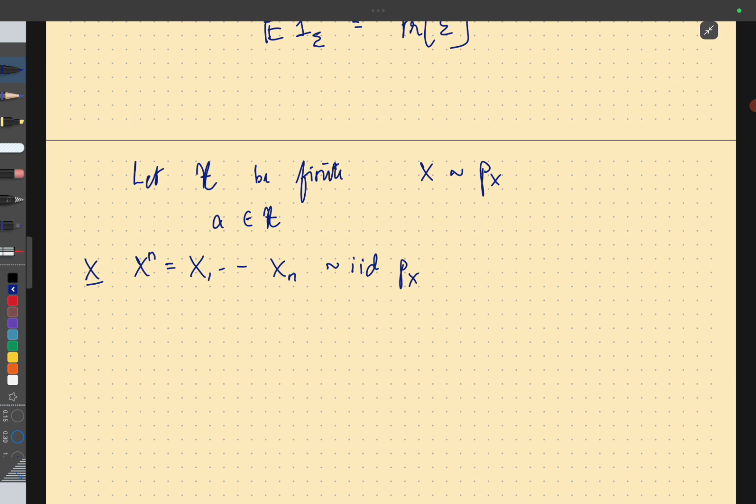I want to know how many times does a occur in this particular sequence. So let me also introduce a notation for this. Let me say that eta subscript a of x^n is the number of times a occurs in the sequence x^n.